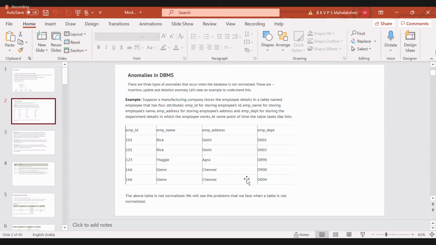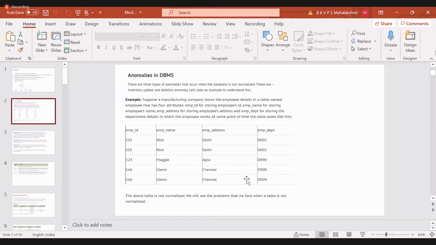if I want to update anything, then I have to see which record I have to update. Again, I have to look over each and every record. Okay, it again becomes a difficulty. That is the update anomaly.